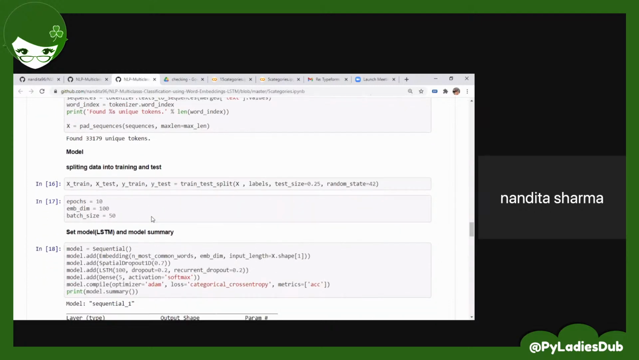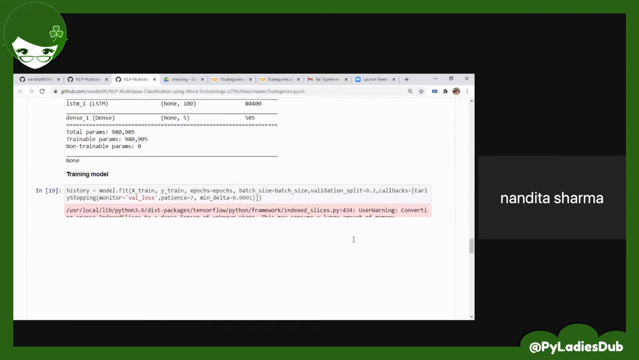So here comes the modeling, and the data is split into training and test parts. The test size is 0.25, that is 25%, and 75% of the data is assigned to the training set. Then I assigned epochs 10, embedding dimension 100, and batch size 50. Then the model is trained sequentially, and here I have given all the parameters for model training.